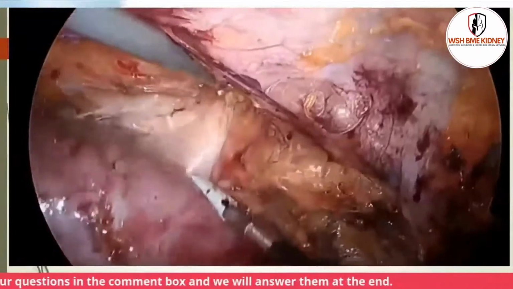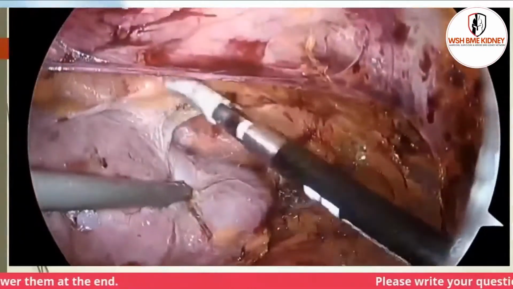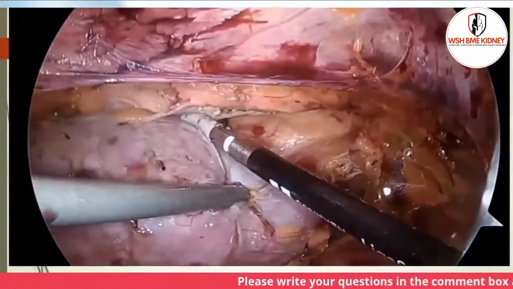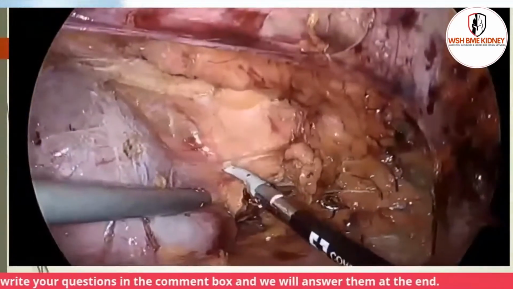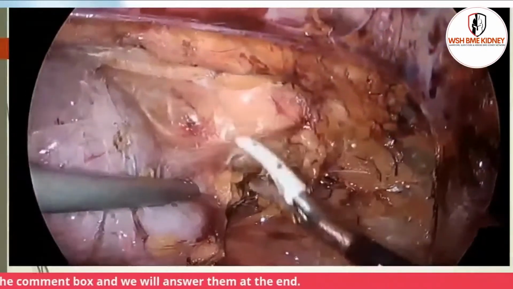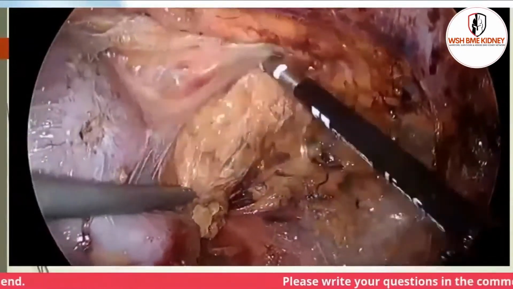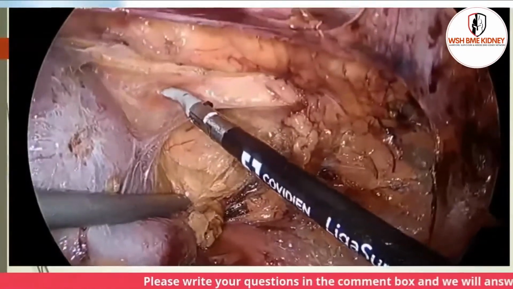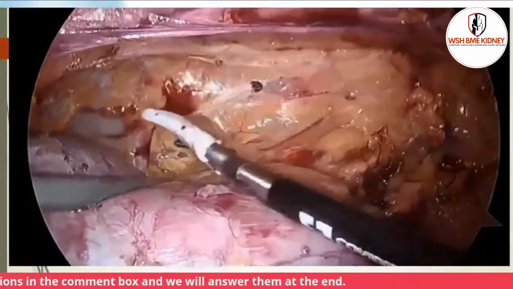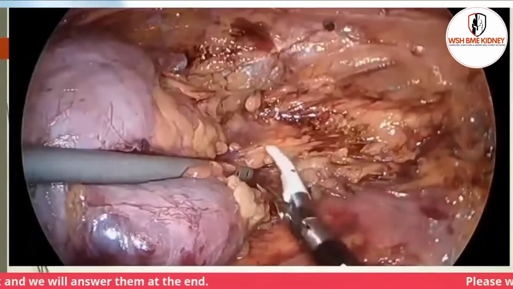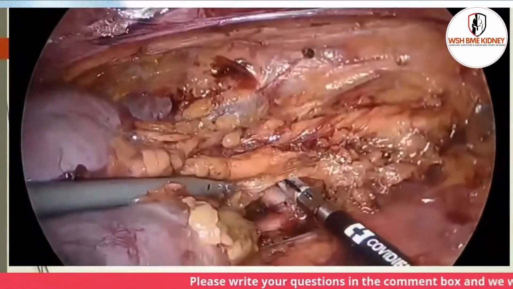Now, the upper pole, the upper part of the kidney, is being separated. Everything is being divided under coagulation. It's a machine that sends electrical impulses to the jaw of the forceps that coagulates the tissue and stops the bleeding. And it's an amazing machine. It just stops the bleeding and also cuts the tissue at the same time. So the surgeon will go ahead and separate everything.